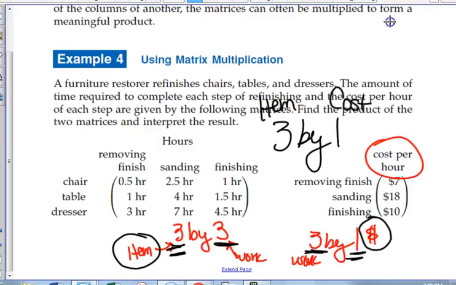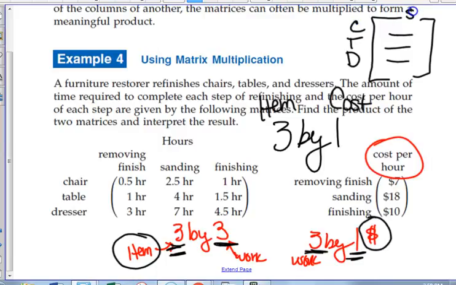So think about this for a minute. 3 by 1. It's going to give me the chair, the table, and the dresser, and how much it costs. So, help me out here. Half an hour at $7 an hour. Does that make sense? Plus 2.5 hours at $18 an hour. Plus 1 hour at $10 an hour. That would give you the cost of a chair. Is this making sense? So somebody tell me how you'd find the cost of a table.